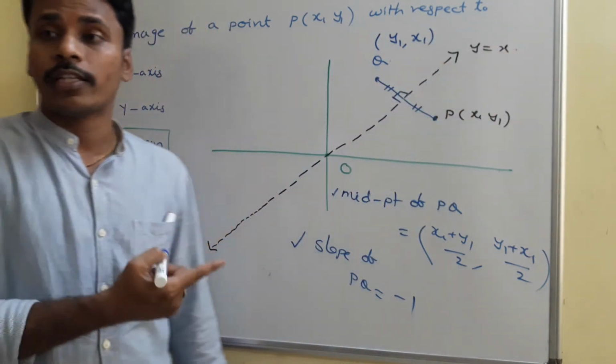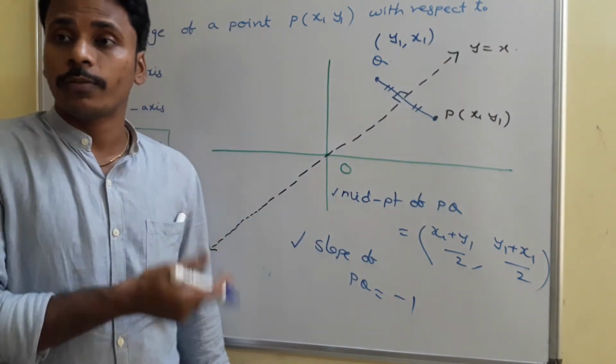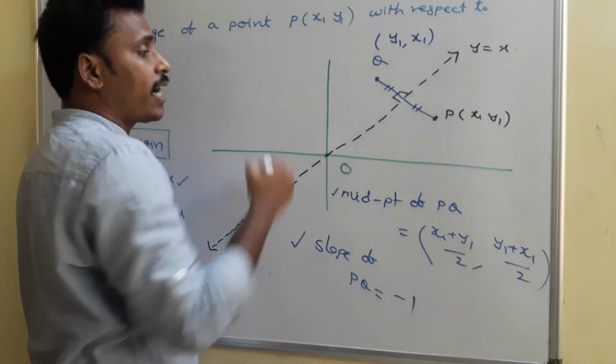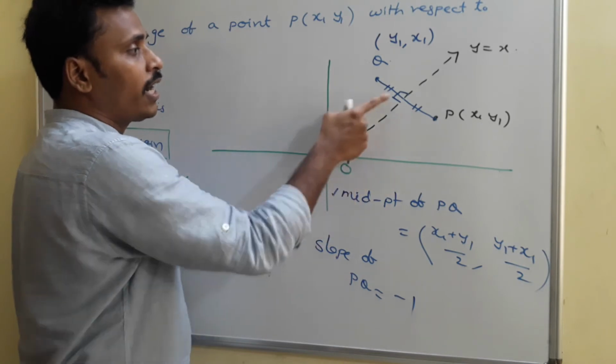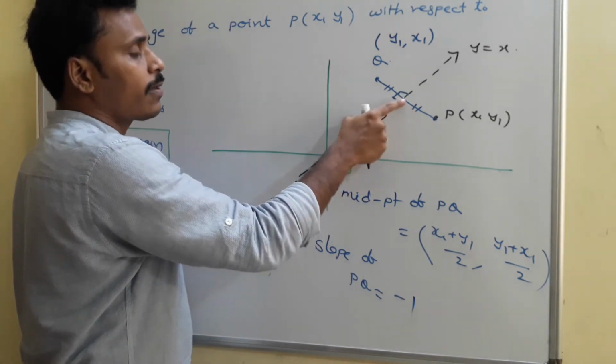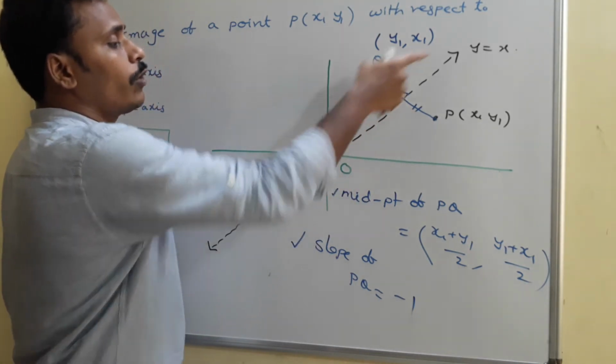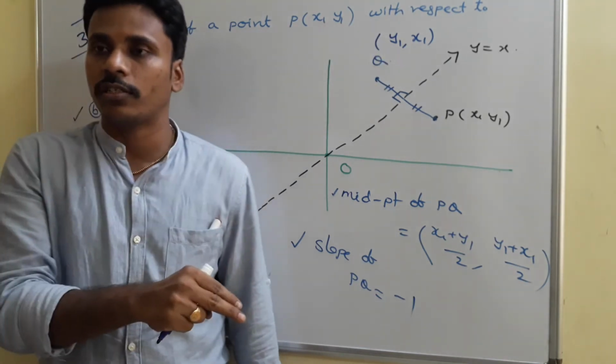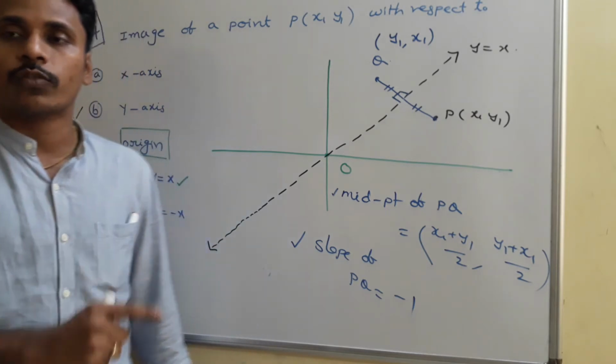y is equal to mx format. So the slope product is minus 1. So in that sense, this Q (y1, x1) satisfies both the conditions. One condition is that it is equidistant from the line y is equal to x, and the other condition is that PQ is perpendicular to y is equal to x. Since Q satisfies both the conditions, Q (y1, x1) is the image.